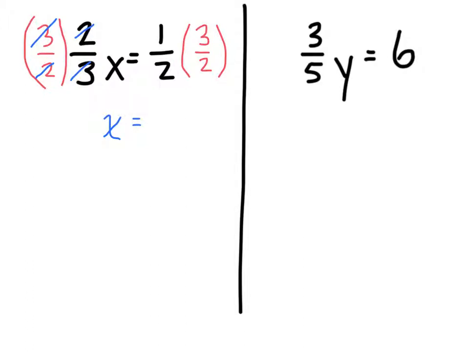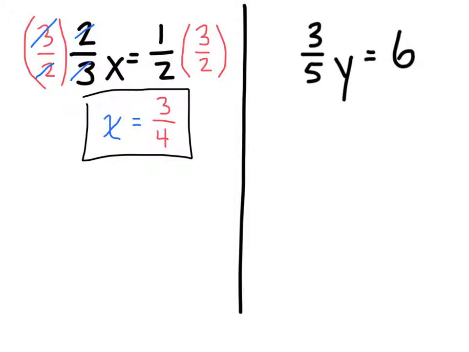So now we move over to the right side of the equation. Remember, with multiplication of fractions, all that we do is multiply straight across. So in the numerator, we have 1 times 3, which is equal to 3. Then 2 times 2 in the denominator is equal to 4. So the answer for 2/3 x is equal to 1/2 is x is equal to 3/4.